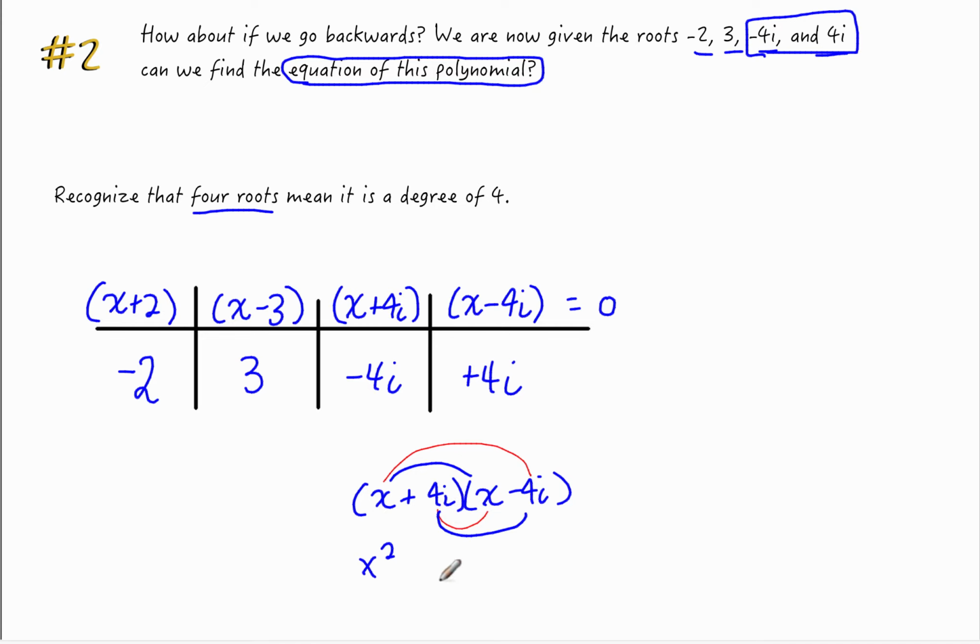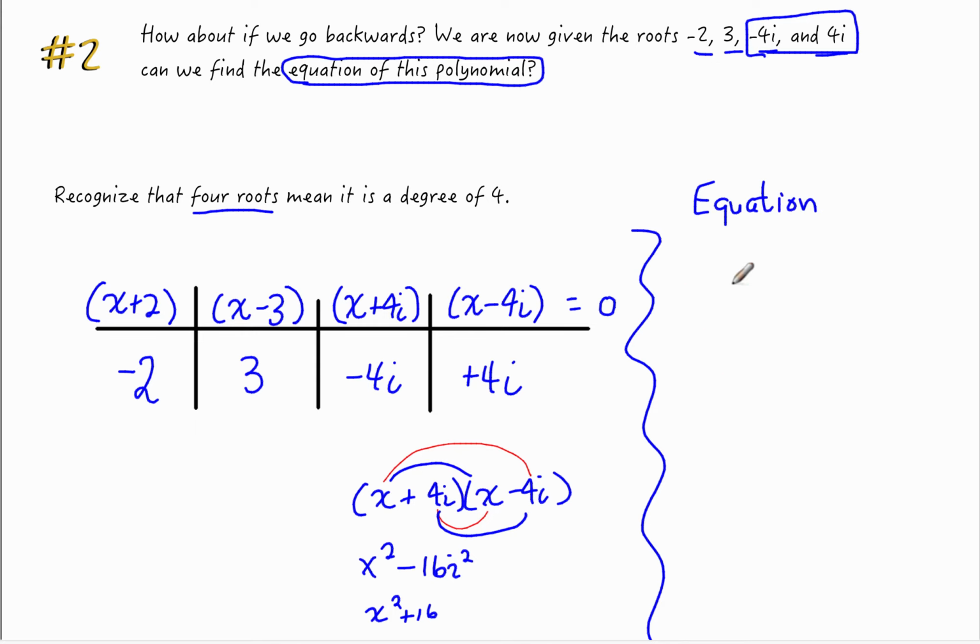So I'll just be left with minus 16i squared. I squared is -1, so this must be x squared plus 16. Okay, now, finally, over here, I can write my grand answer, the equation given these roots. I don't have to multiply them out now. I can say it's x plus 2 times x minus 3 times x squared plus 16 gives me this polynomial.